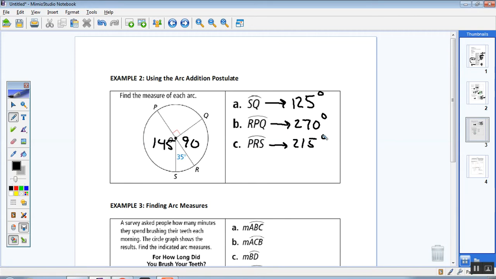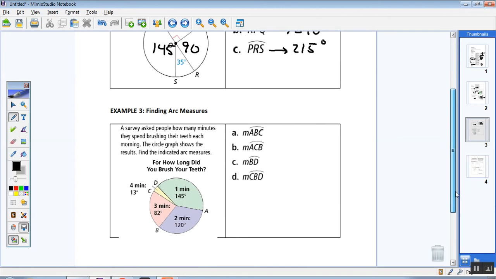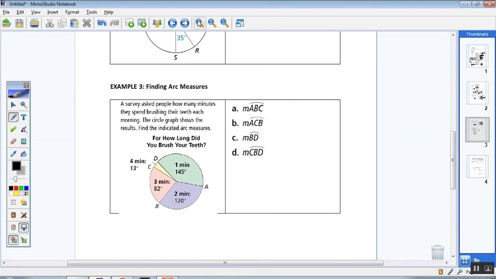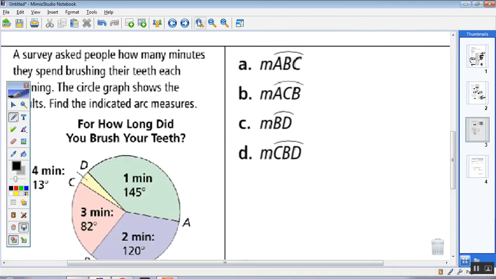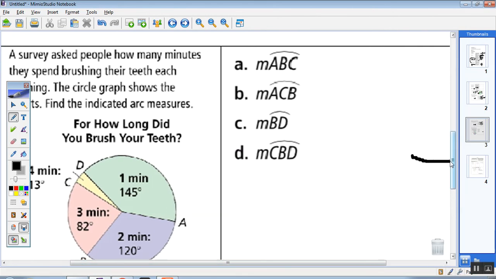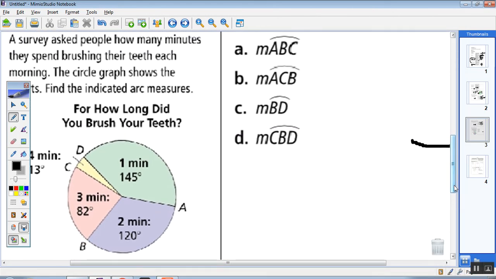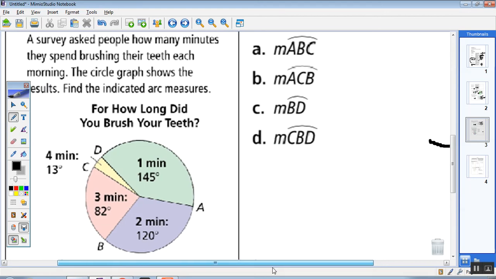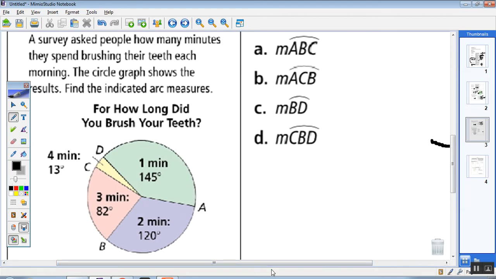All right, let's find some arc measures, kids. Right here it says in example 3, a survey asked people how many minutes they spend doing what? Brushing their teeth. Oh my gosh. 1 minute is dominant. Whoa! How long are you supposed to? I don't really know. 2 minutes. Survey asked people how many minutes they spend brushing their teeth each morning. The circle graph shows the results. Find the indicated arc measures.